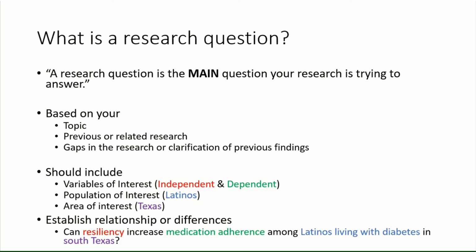Or you find the findings of a study from a previous research project, and it doesn't really make sense to you. Or they didn't control for enough factors, and your research study is going to control for those factors. Your research questions should include your variables of interest, both independent and dependent. If you have any moderating or mediating factors, those need to be included in your research question. It should also include the population of interest. It should also include the area of interest.